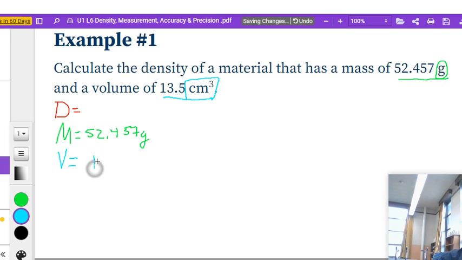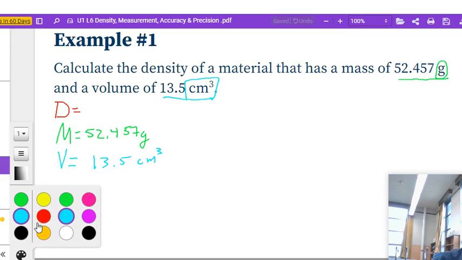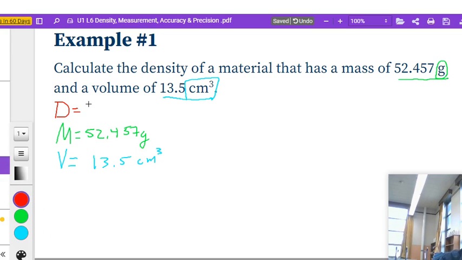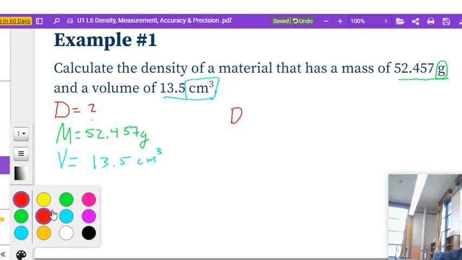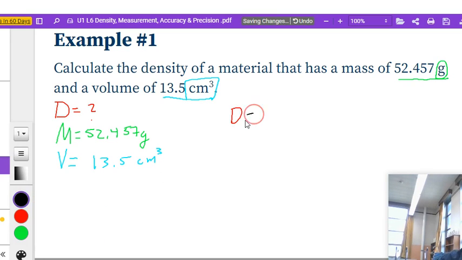So I have 13.5 centimeters cubed. So at this point, if I have two of the three variables, I can solve for the one that I'm missing. So I'm solving for density, which is this guy right here. So I'm going to start with my density formula, which is density is equal to mass over volume.